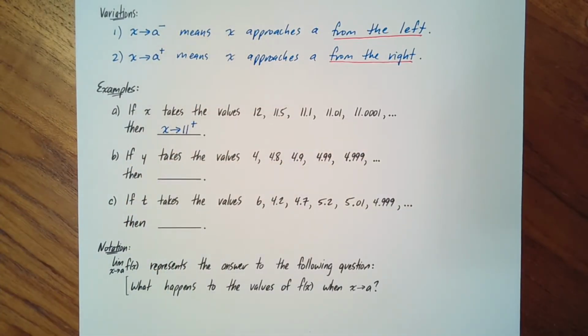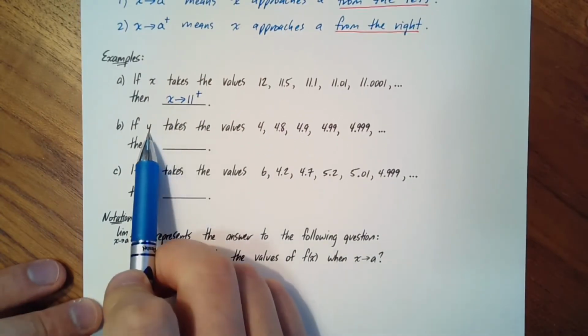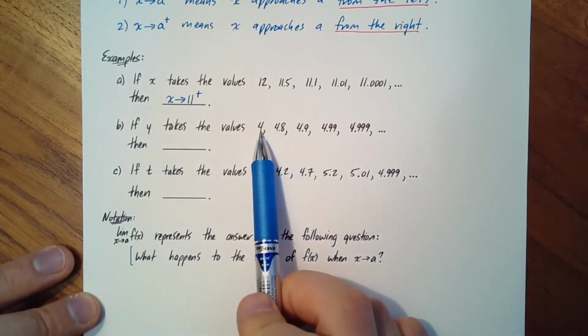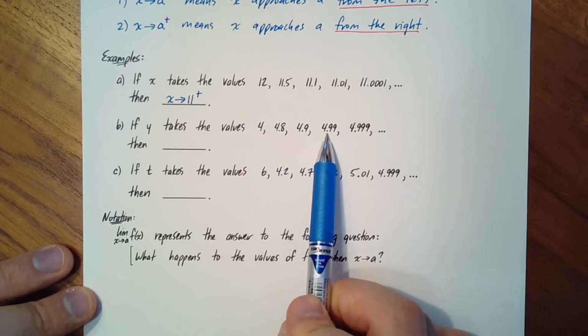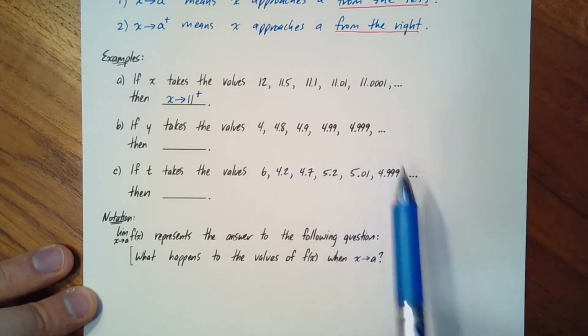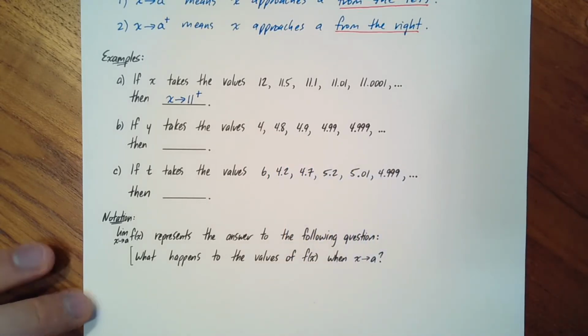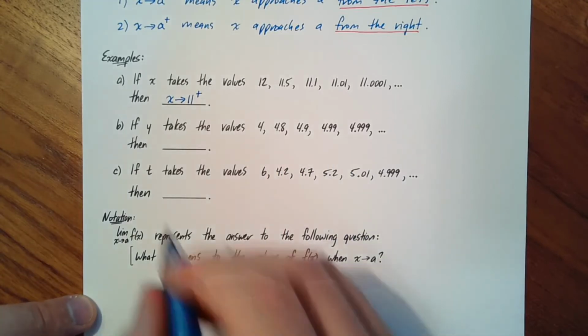Okay, and in the next example, we've got a variable y, and what values is it taking? It's taking 4, 4.8, 4.9, getting close to 5, 4.99, 4.999. It certainly looks like these numbers are getting closer and closer to 5. So if we had to make a guess, we could say that y is approaching 5.